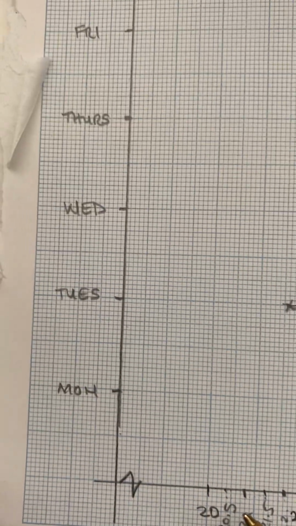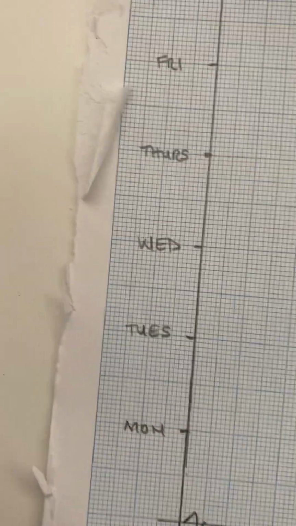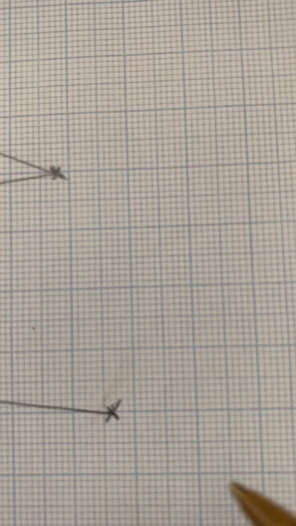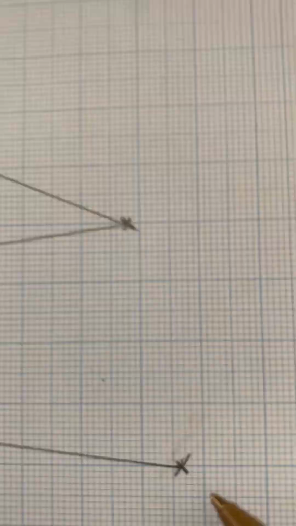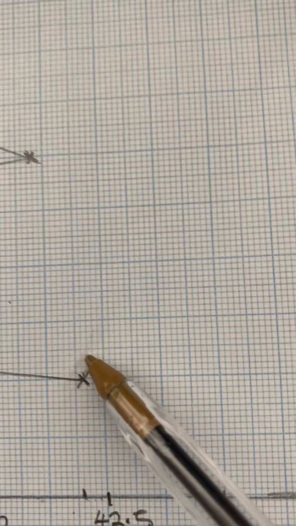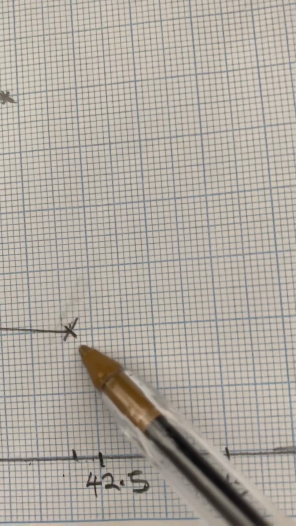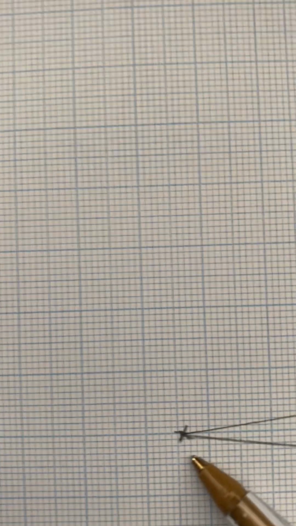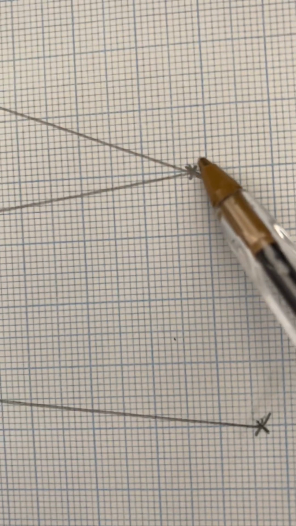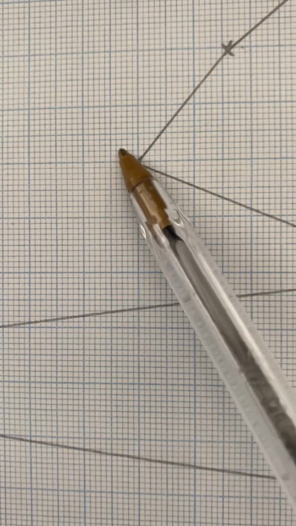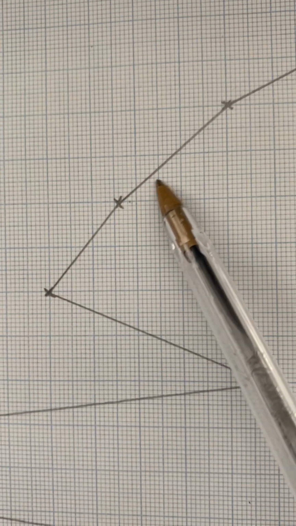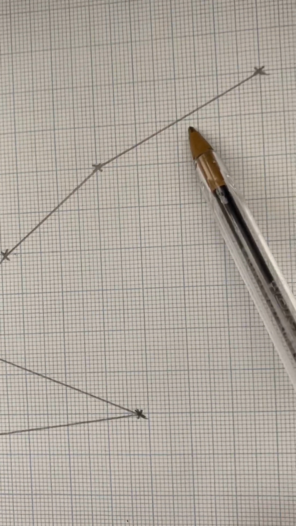Okay, so this is how I plotted my graph. Now, if you look at the graph, on Monday the temperature was 41, and then it became very low on Tuesday, and then it went up again, came down, and then it's been going a bit higher steadily.